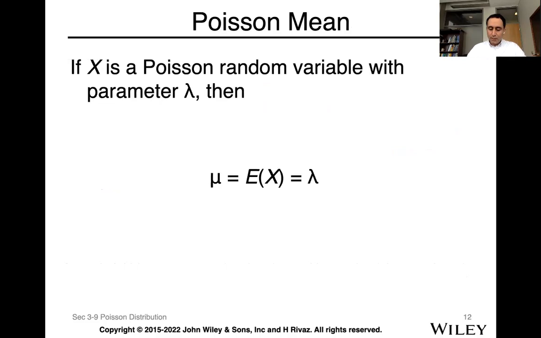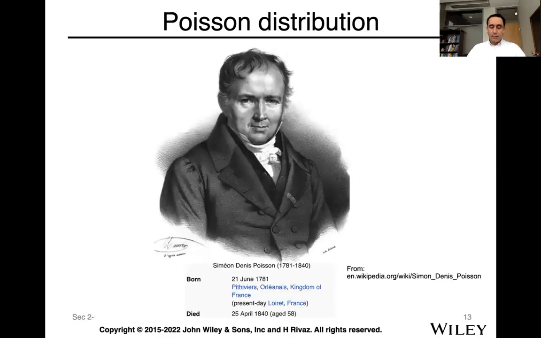This lambda is also the mean of the Poisson distribution, so it's the expected value of the outcome. This distribution is named after the French mathematician Poisson, who actually proved this distribution from the binomial distribution. And as you can see, it's from more than 200 years ago.